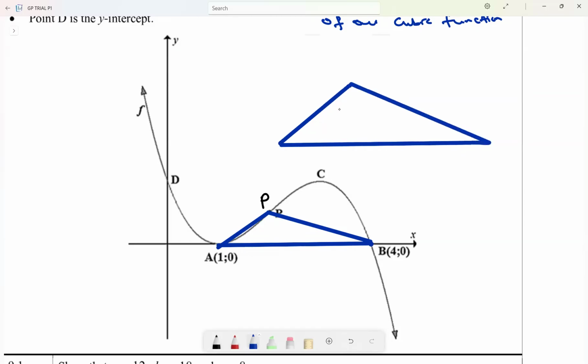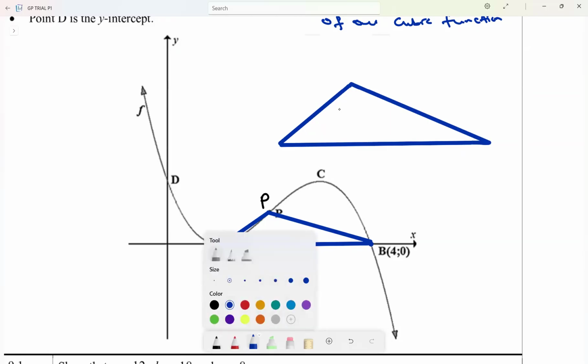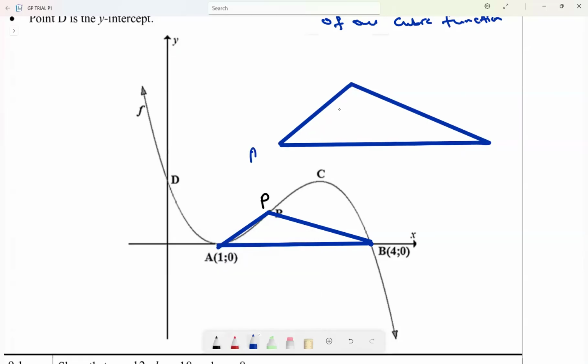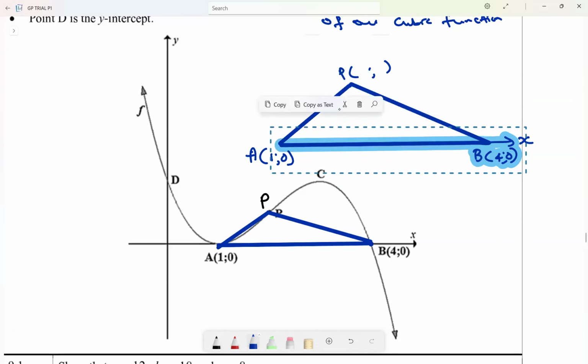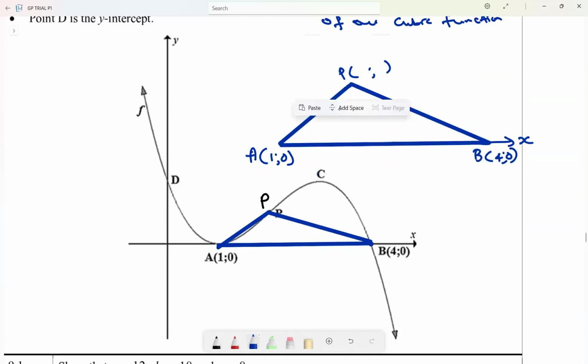So we know that this is A with coordinates 1 and 0. This is B with coordinates 4 and 0. And let's just remember this is the x-axis. And then this is point P with unknown coordinates. Then it means we need to find those coordinates.